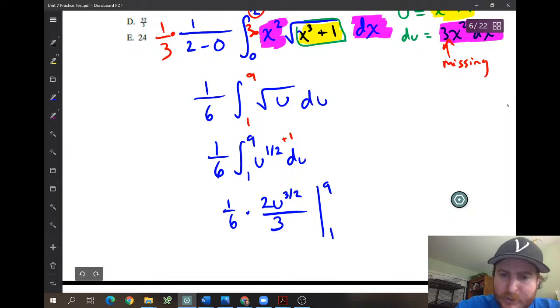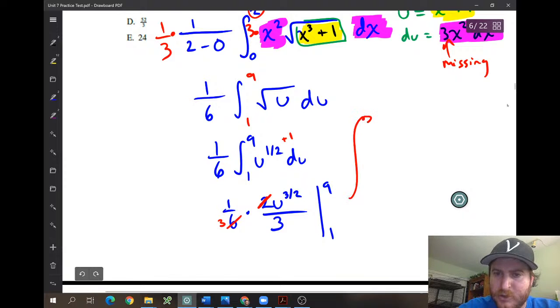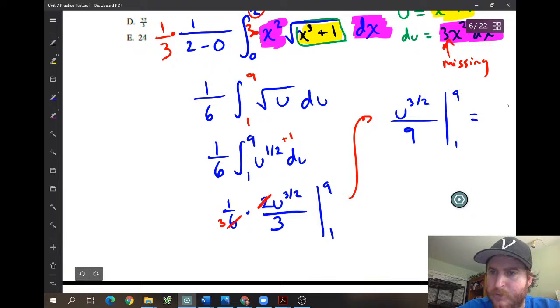I'm going to go ahead and simplify this a little bit. That cancels like that. So this would become, I'm going to write it up here to make it a little nicer, u to the 3/2 over 9, from 1 to 9. And so this will give me 9 to the 3/2 over 9 minus 1 to the 3/2 over 9.